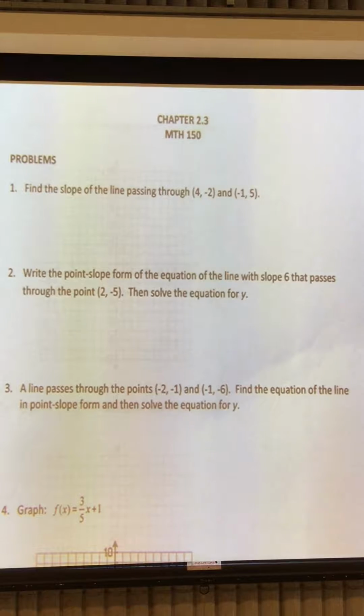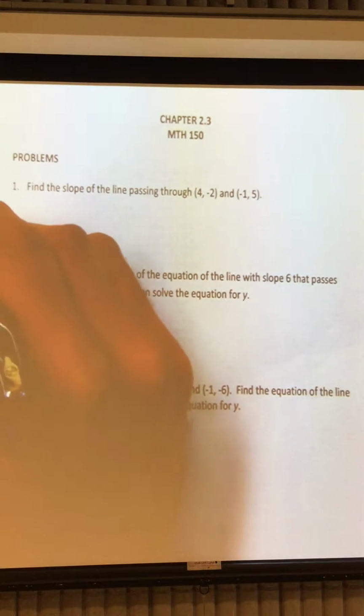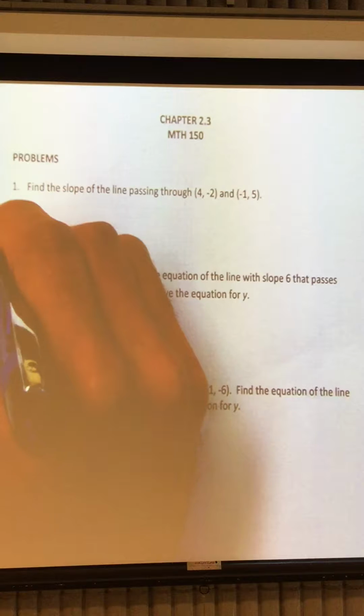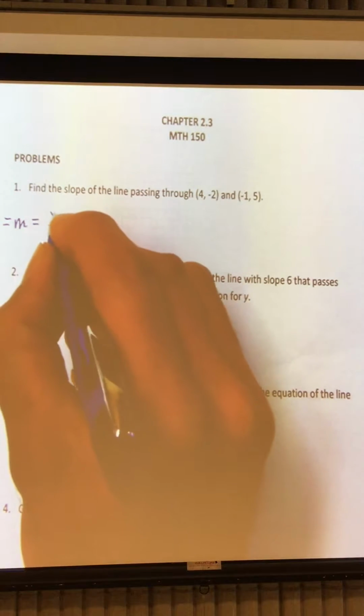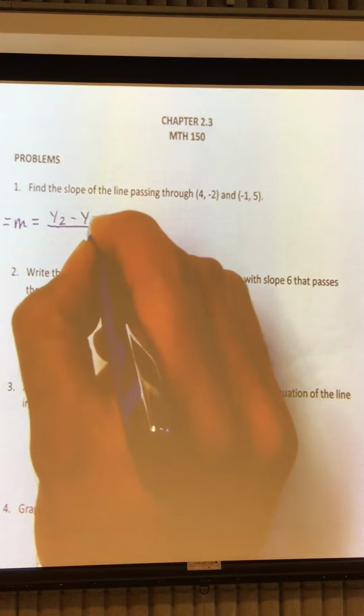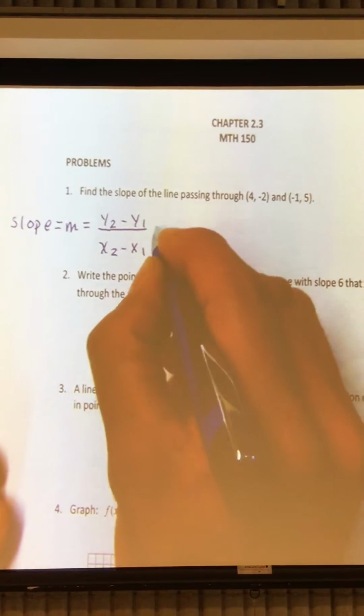Section 2.3 exercises. Problem 1. We are given 2 points and asked to find the slope of the line that would pass through them. To do this, slope, which is designated by the letter m, is the amount of increase or decrease in the y values divided by the amount of increase or decrease in the x values.